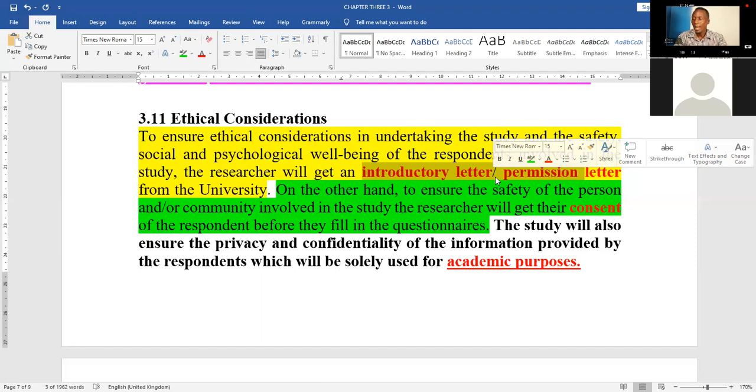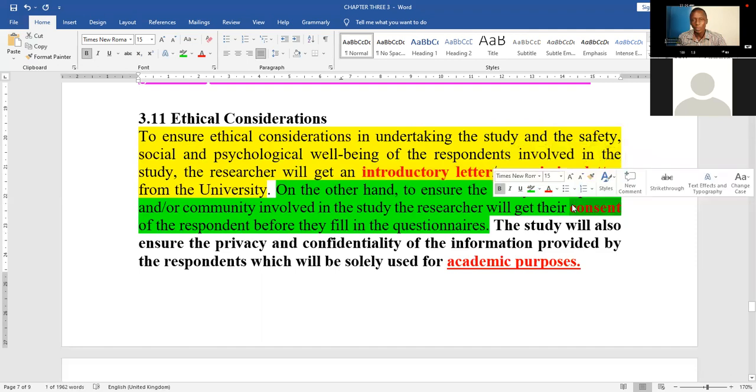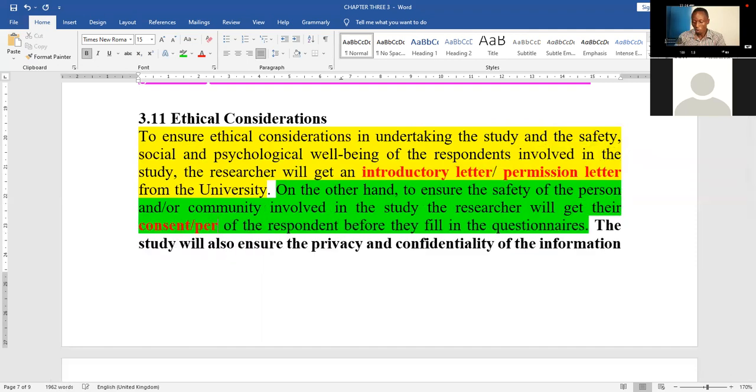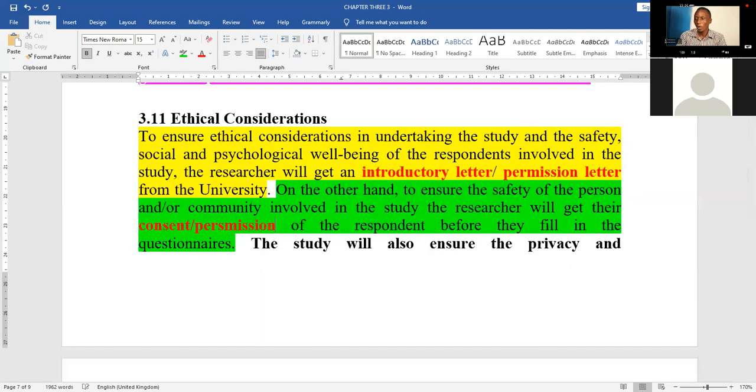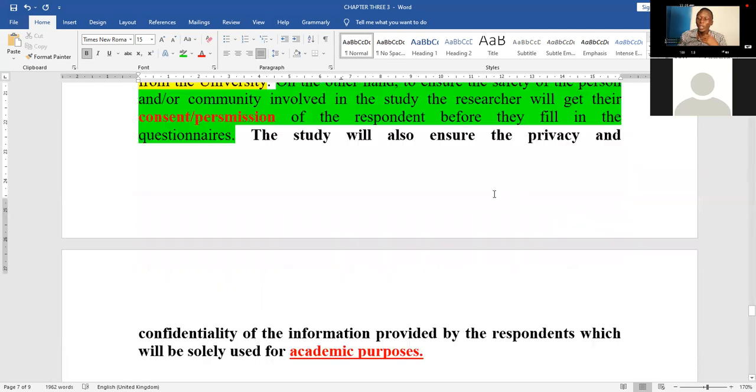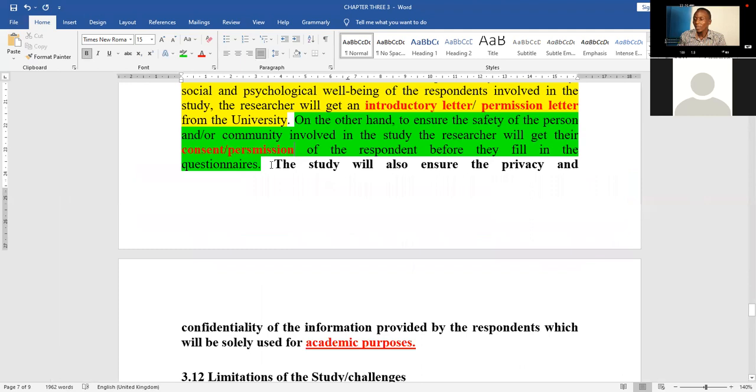Okay, and that is what we call consent. So you're supposed to ask for their consent. Consent is like permission. Okay, so you get permission or consent of the respondents before they fill in the questionnaires. Then after that, you also have to ensure privacy and confidentiality of the information provided by the respondents, which will be used for academic purposes.